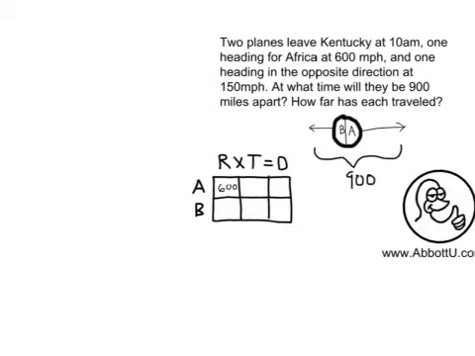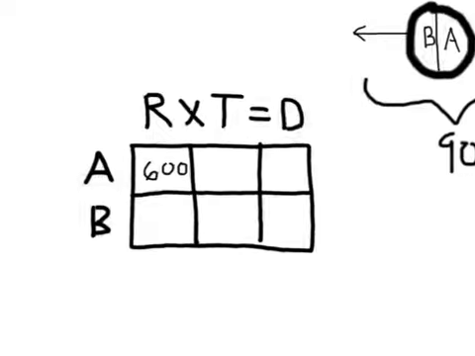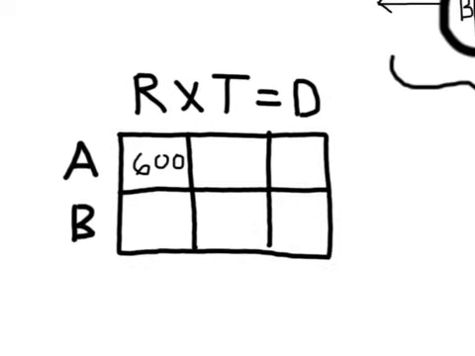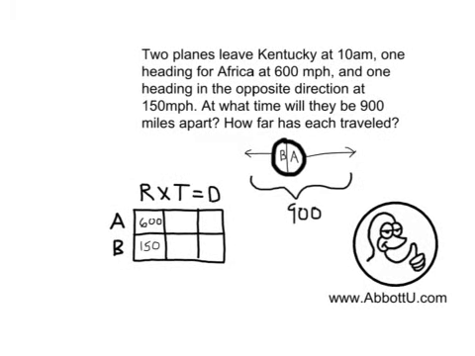And plane B is traveling in the opposite direction at 150 miles per hour. So that goes right here. Now, once again, ultimately, the problem is dealing with at what time they will be 900 miles apart. In other words, at what time will this situation occur? And we don't know yet, obviously.